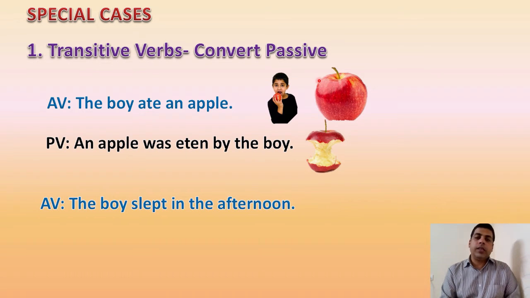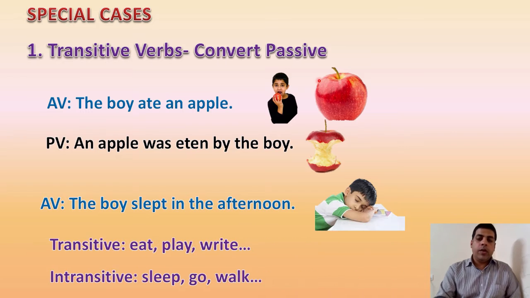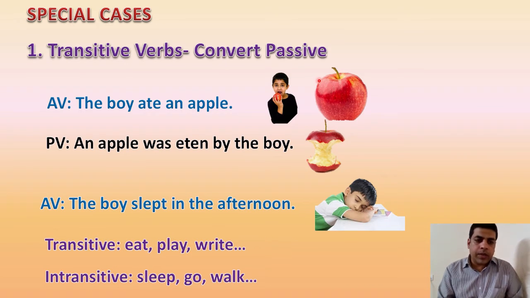But there are some cases where a verb is there, but we may not have an object for it. For example, if you look at the example given here, the boy slept in the afternoon. The action is sleeping. The boy is the subject, but there is no object to the word sleep. In that case, we cannot convert that to passive. A few examples of transitive verbs are eat, play, write, kick, scold, like many others. And a few intransitive verbs are sleep, go, walk. For these, we don't have an object.